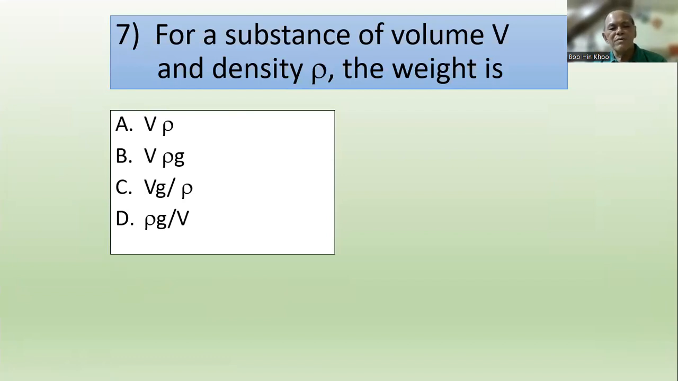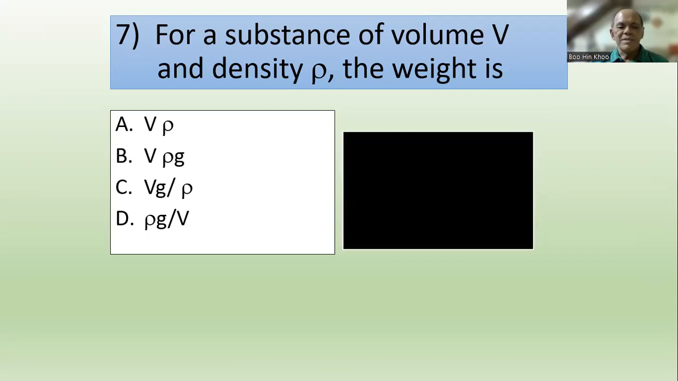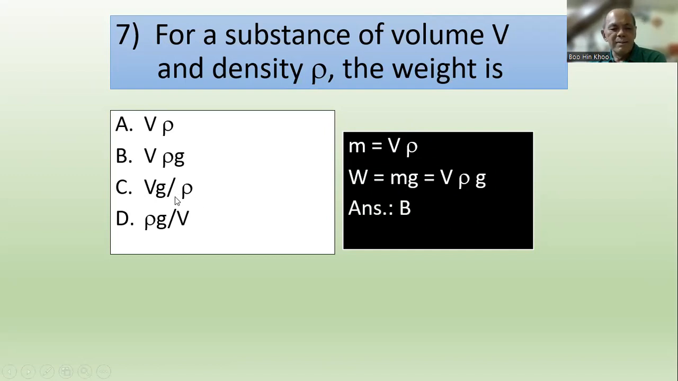For a substance of volume V and density rho, the weight is the same as upthrust. If not, you can derive it. Mass is volume times density. Weight is mg. Mass is V rho, times g. So it's the same formula as upthrust.